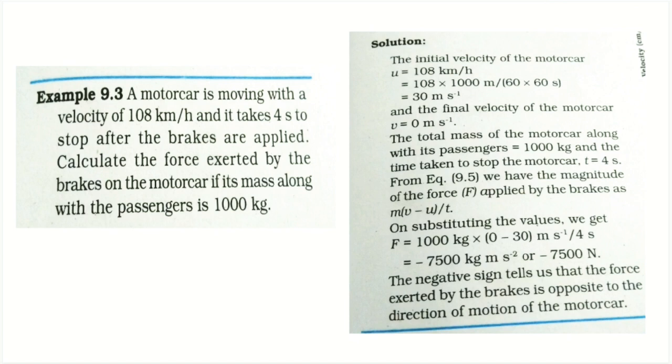Solution. Here, the initial velocity of the motor car u equal to 108 km per hour is converted into meters per second by taking the value of 1 kilometer as 1000 meters and 1 hour as 60 into 60 seconds. So we get u equal to 108 into 1000 meters upon 60 into 60 seconds, and that equals 30 meters per second.